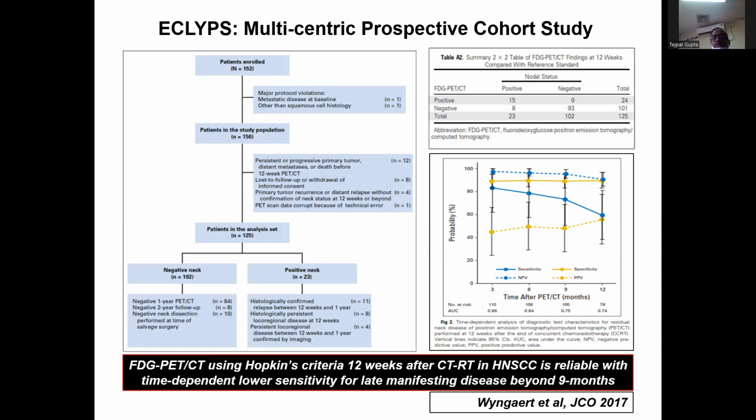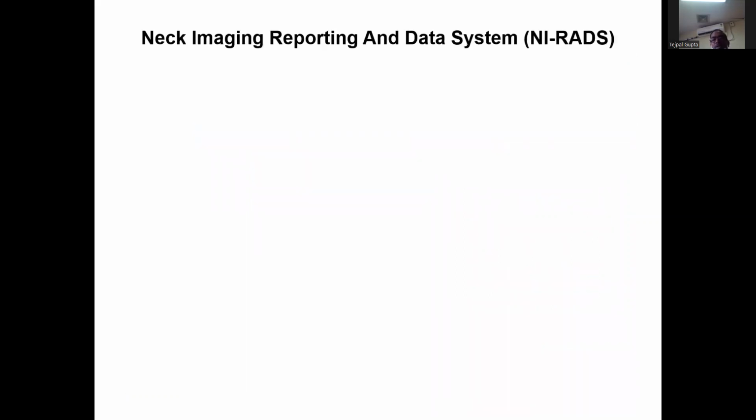This was used by a multi-center prospective cohort study in the US, the ECLIPSE study, where they looked at the Hopkins criteria 12 weeks after chemoradiotherapy in head and neck cancer. They concluded that the Hopkins criteria is a reliable tool to assess the response in head and neck cancer patients. However, it has a time-dependent lower sensitivity for late manifesting disease beyond 9 months. So the sensitivity is somewhat lesser when the disease manifests more than 9 months after completion of definitive radiochemotherapy.